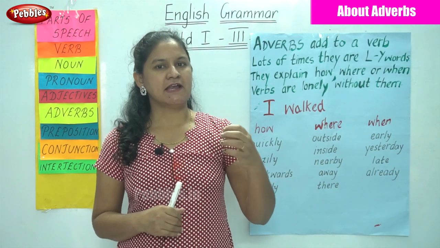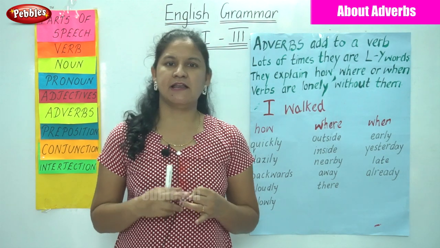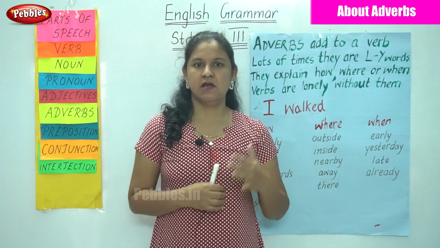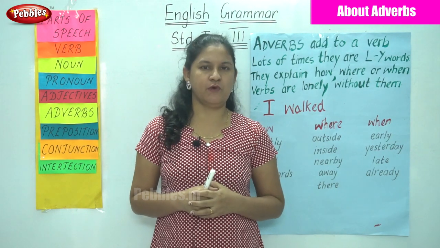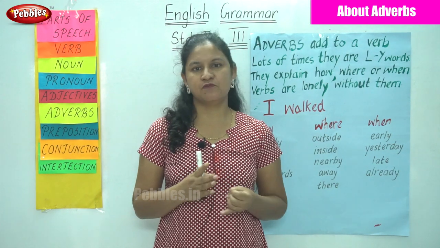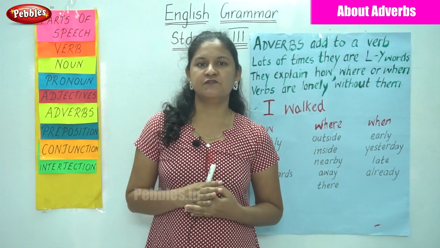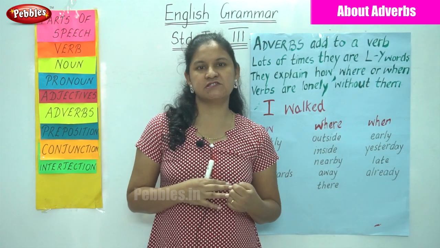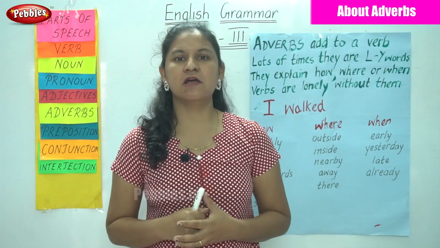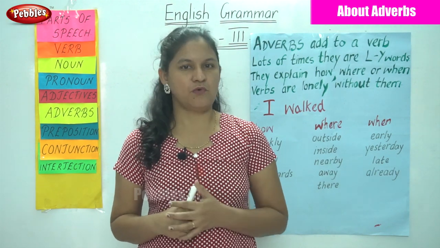So I repeat, an adverb tells us more about a verb, an adjective or another adverb and answers the question how, when and where. And we have seen the three main types of adverbs, that is adverb of place, adverb of time and adverb of manner. Adverb of time answers the question when. Adverb of manner answers the question how, and adverb of place answers the question where.